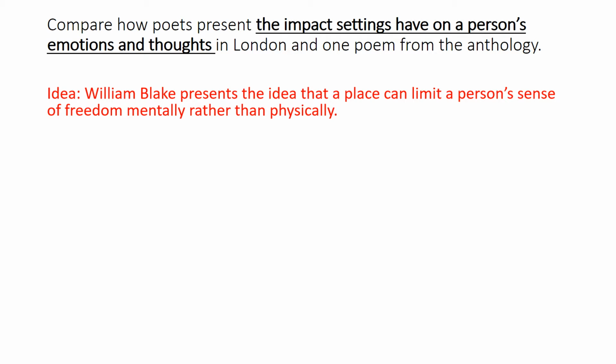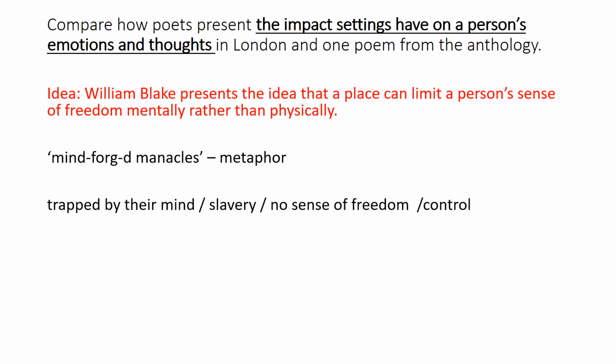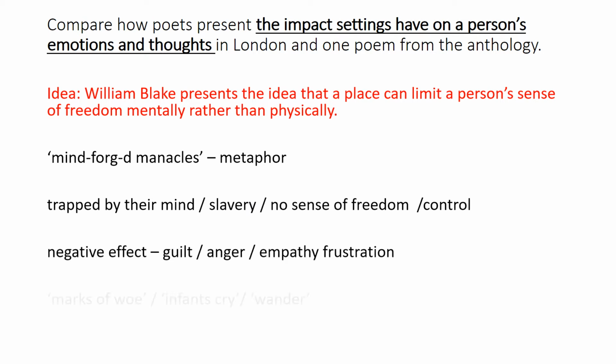So this was the idea that we had. William Blake presents the idea that a place can limit a person's sense of freedom mentally rather than physically. And then we looked at what techniques we could use and what we could say about them. And then we said what was the impact on the reader, and then how we could link it into somewhere else in the text. So far so good. So that's our, in red it's our presents, and then in black it's the uses. So that's what we've got to do, and there's my paragraph building up bit by bit.